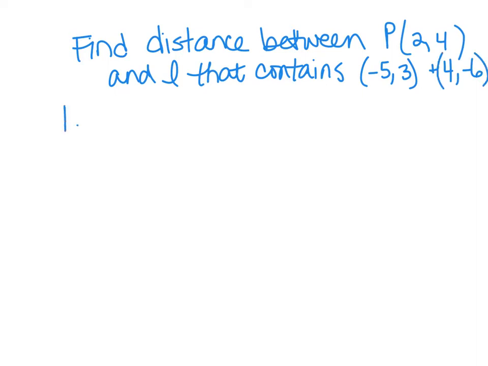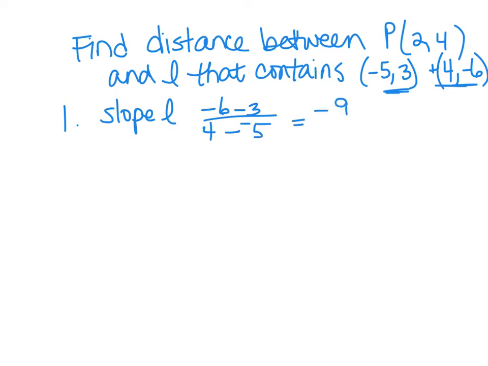All right, so our first step is the slope of L. We're going to use these 2 points and find the slope. So I have the y's, -6 minus 3, over the x's, 4 minus -5. So that's -9 over 4 plus 5, which is 9. So the slope is -1.